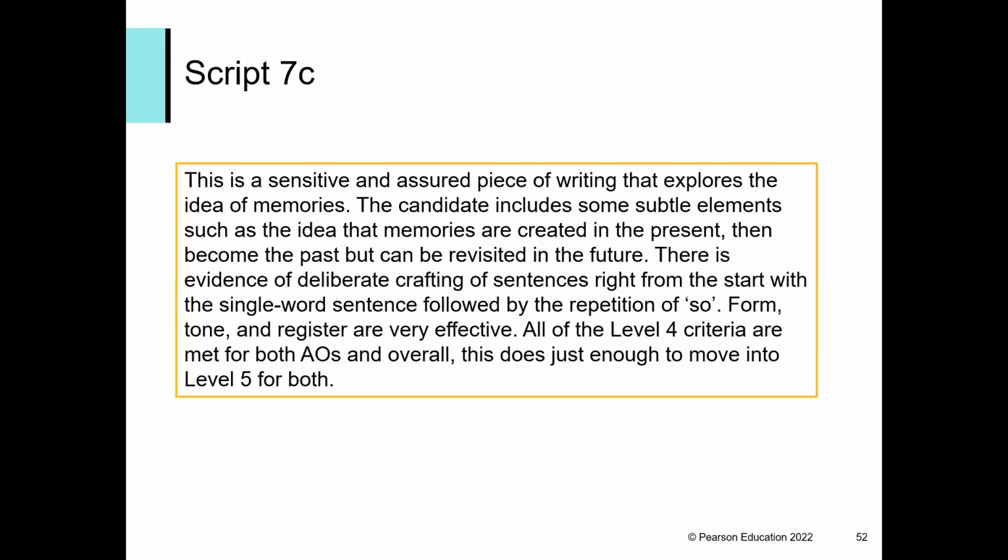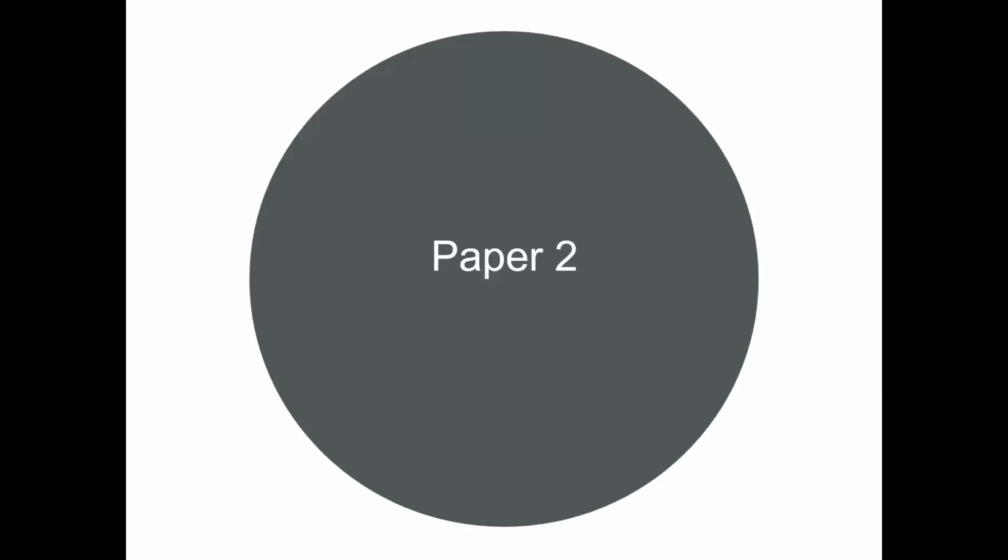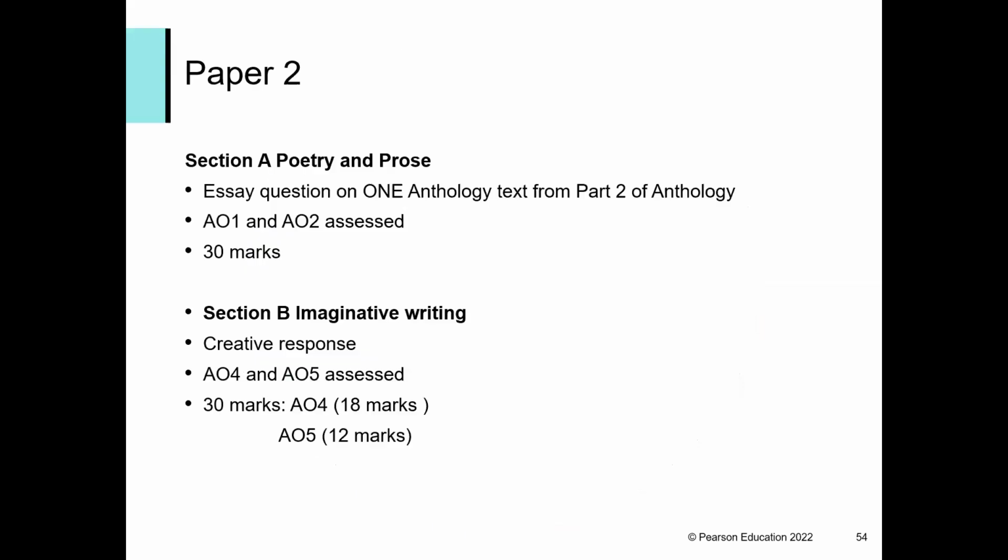Obviously, we don't have as much time for this because we've already looked at the assessment objectives in some detail for paper 1. So for paper 2, there are just 2 questions. There's section A, poetry and prose, which is one essay question on the anthology text from the second part of the anthology that assesses AO1 and AO2, and it's worth 30 marks. And section B is the imaginative writing. It's a creative response, again assessing the writing assessment objectives, AO4 and AO5, and there are 30 marks available, 18 for AO4 and 12 for AO5.